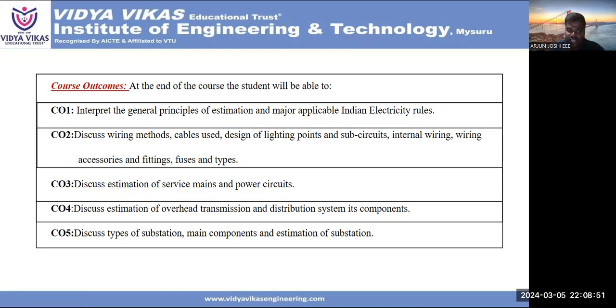Here, the first, CO1, course outcome 1, is to interpret the general principles of estimation and major applicable Indian electricity rules. That is nothing but module 1. Module 2: discuss wiring methods, cables used, design of lighting points and subcircuits, internal wiring accessories and fittings, fuses and types. This is module 2, lightings, house wiring. Third one, discuss estimation of service mains and power circuits. Fourth, discuss estimation of overhead transmission line and distribution system and its components, module 4. Module 5, CO5, course outcome 5: discuss types of substation, main components, and estimation of substation, module 5. Okay, these are all the course outcomes of this subject.